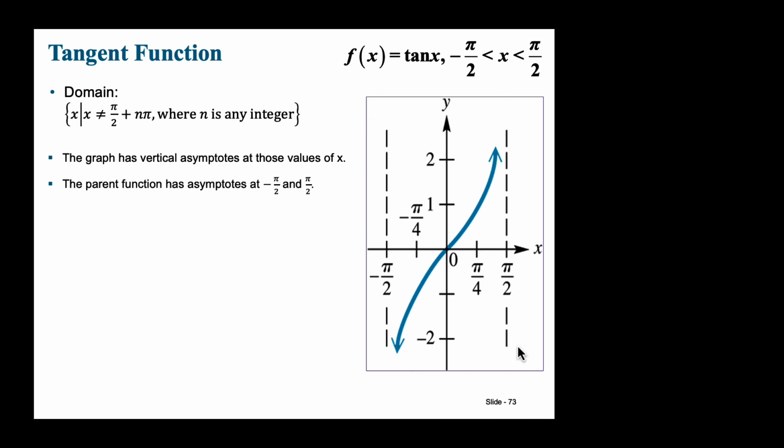But the tangent function is a periodic function, so it continues and the location of those asymptotes will change, but it'll always be symmetric. Halfway to each asymptote are the points negative pi over 4 down to negative 1.